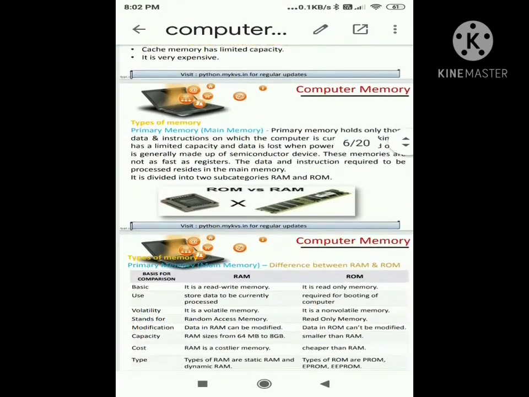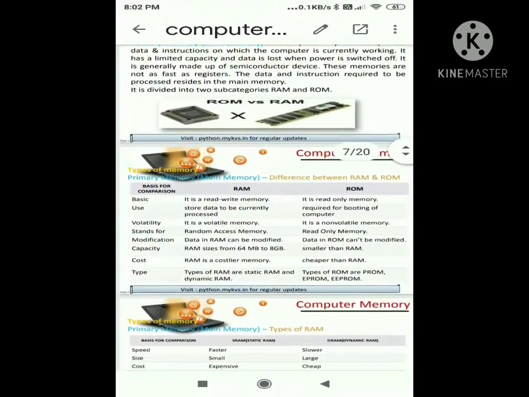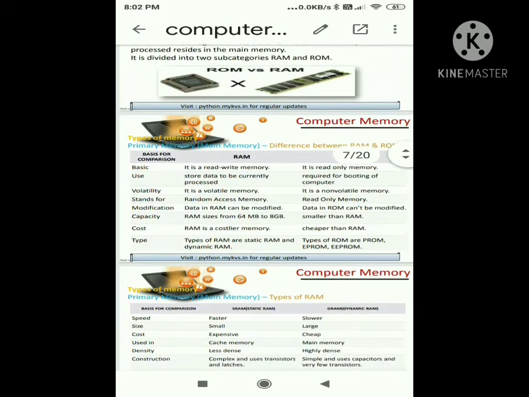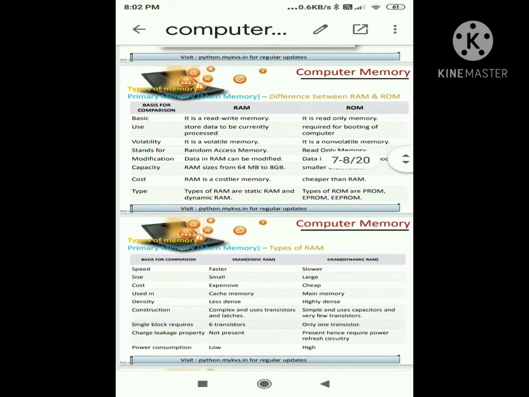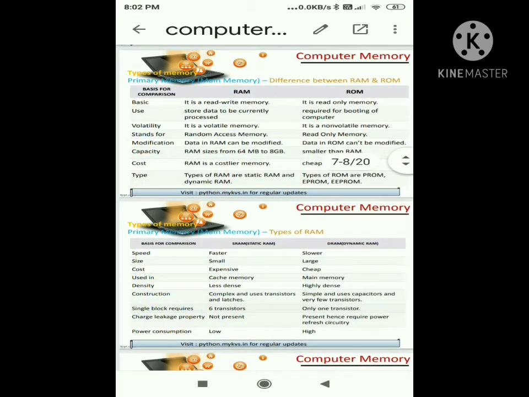What does RAM stand for? RAM stands for random access memory and ROM stands for read only memory. Then the modification. Data in RAM can be modified, whereas data in ROM can't be modified. Capacity. RAM sizes from 64 MB to 18 GB. ROM is smaller than RAM. The cost. RAM is costlier memory, whereas ROM is cheaper than RAM.